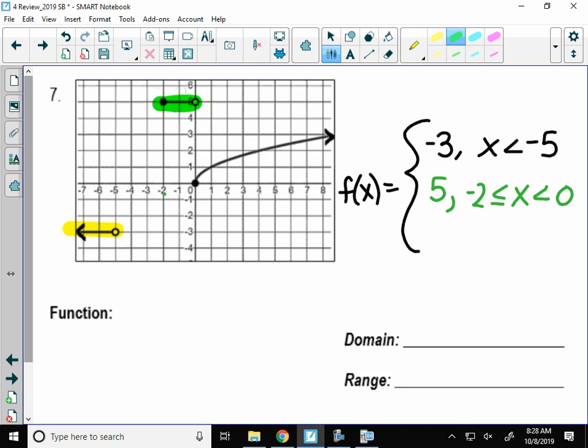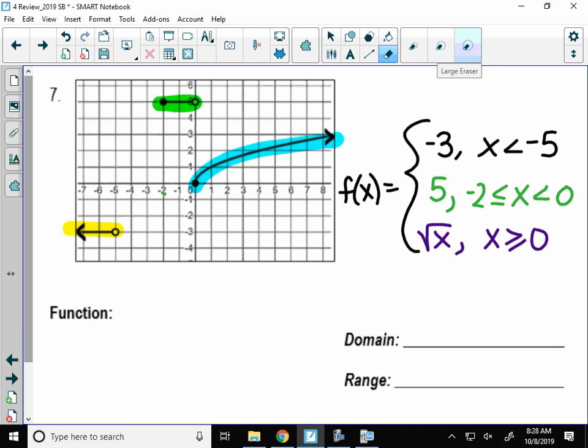All right, the last piece here is another parent function you should know. That's the square root of x. Okay, that's the function. I didn't change it. And it has an arrow. I have a closed dot at 0. And since I'm going to the right, I want all the x's that are greater than or equal to 0.